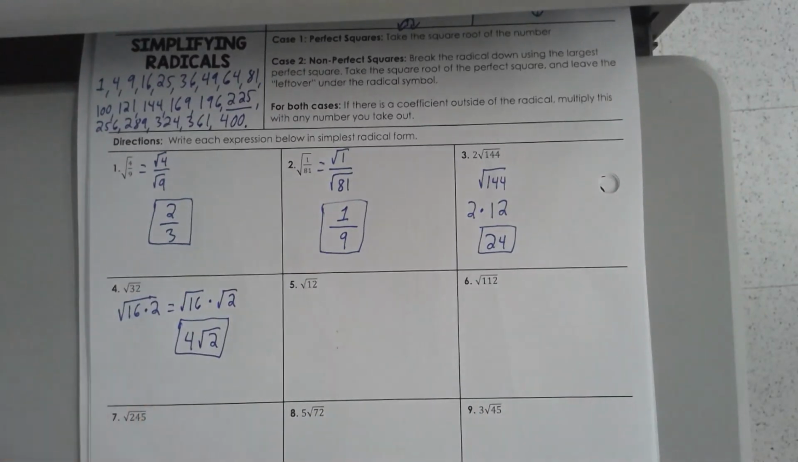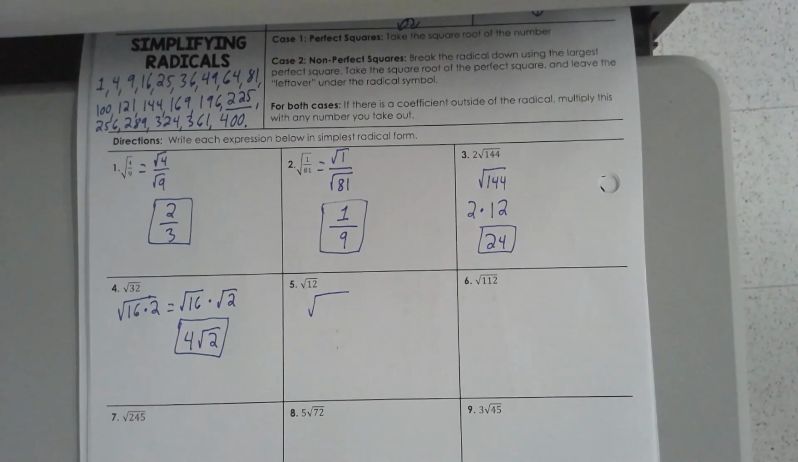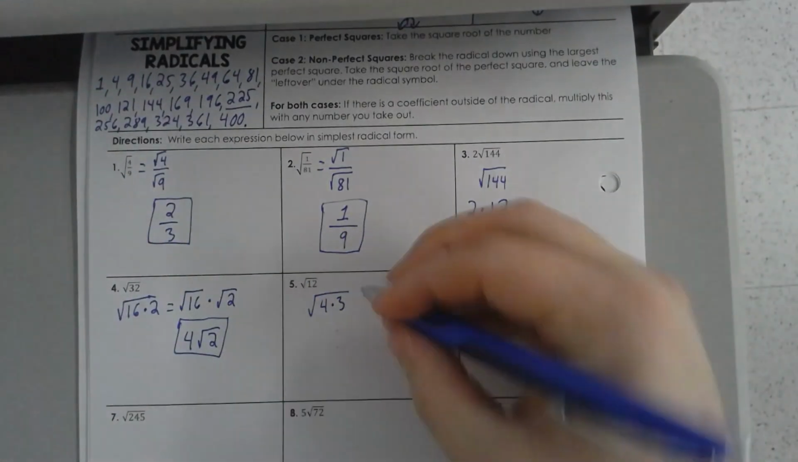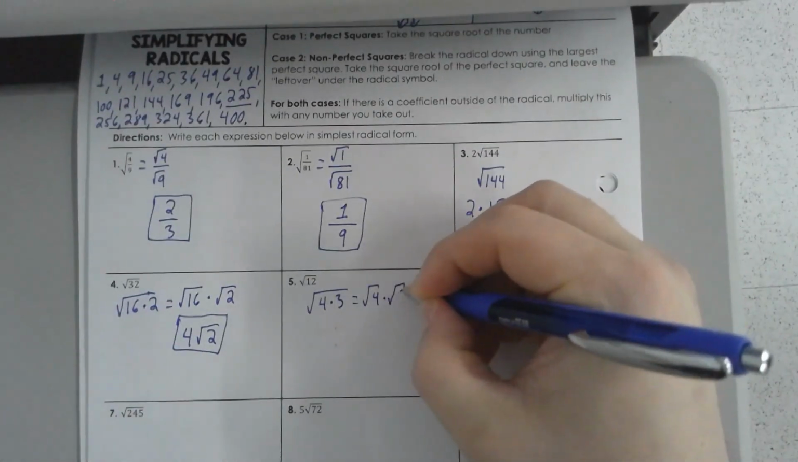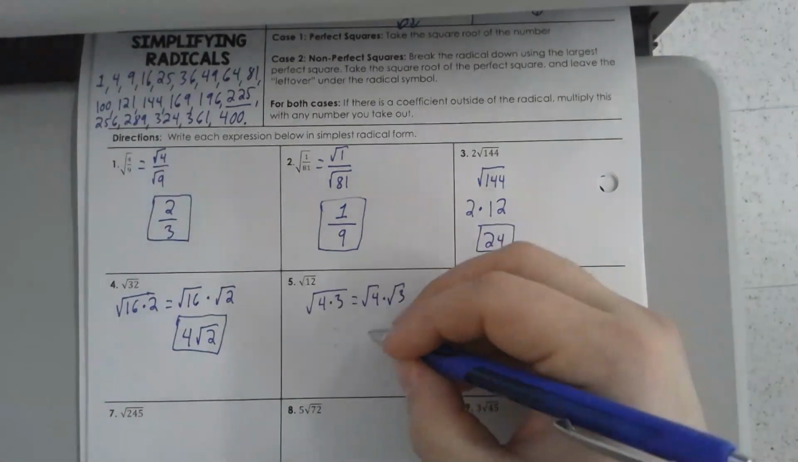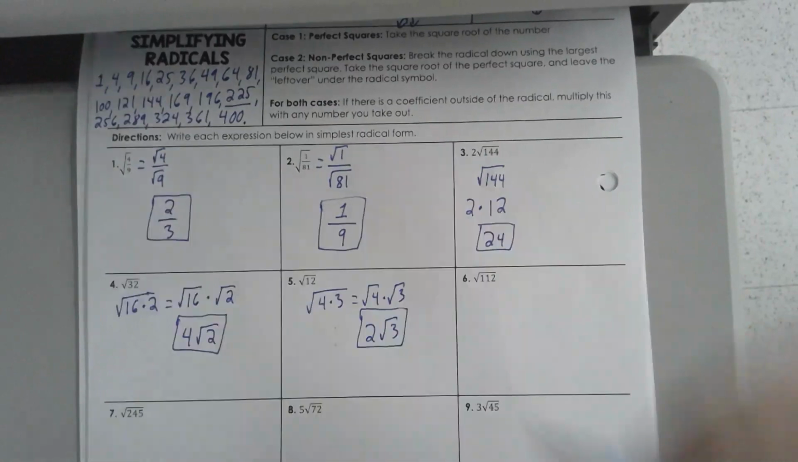Alright, number 5. We got 12. That's not a perfect square. What are factors of 12 that are? 6 is a factor, but it's not a perfect square. 4 is a perfect square. So what is it? 4 times 3. So we can break that up. The square root of 4 is just 2. We can't do anything with our 3, so we just leave it. That's our final answer.